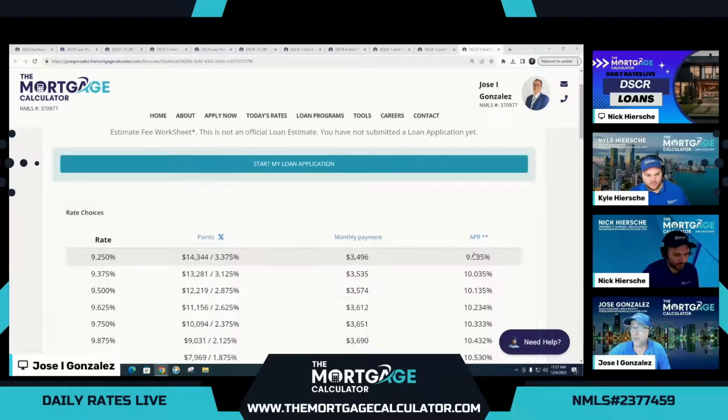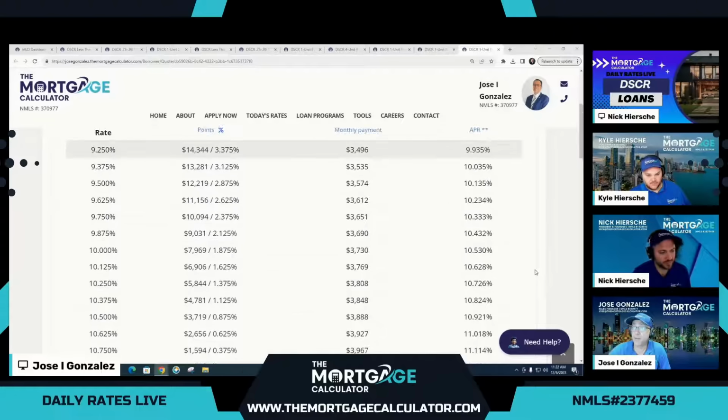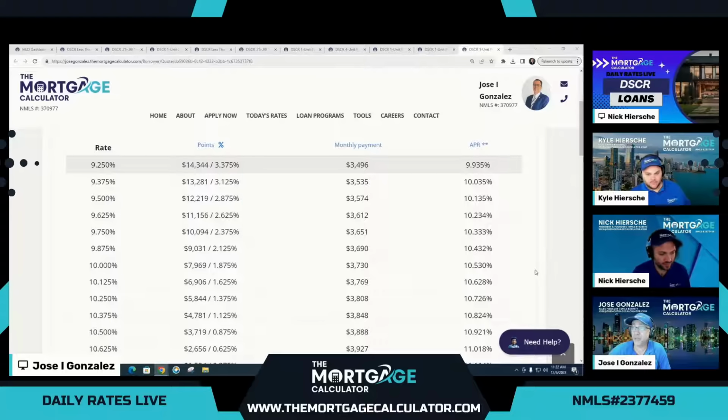So here we're looking at 10.875, which is almost at par, but with a nice deep rate sheet and not a lot of cost for each eighth of a percent drop. You can take it down all the way to 9.25%, which is very low and amazing for a 15% down DSCR option.